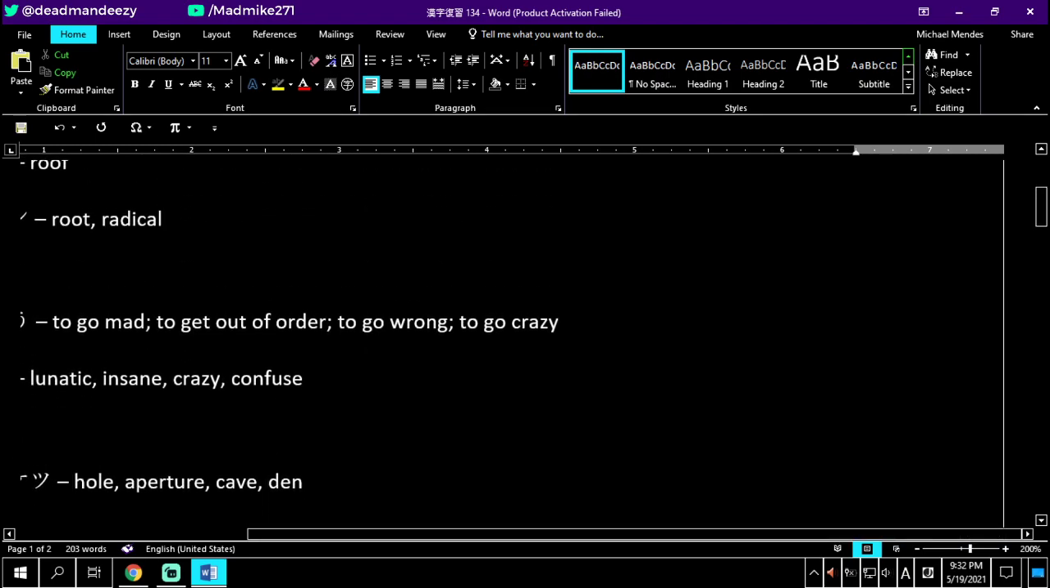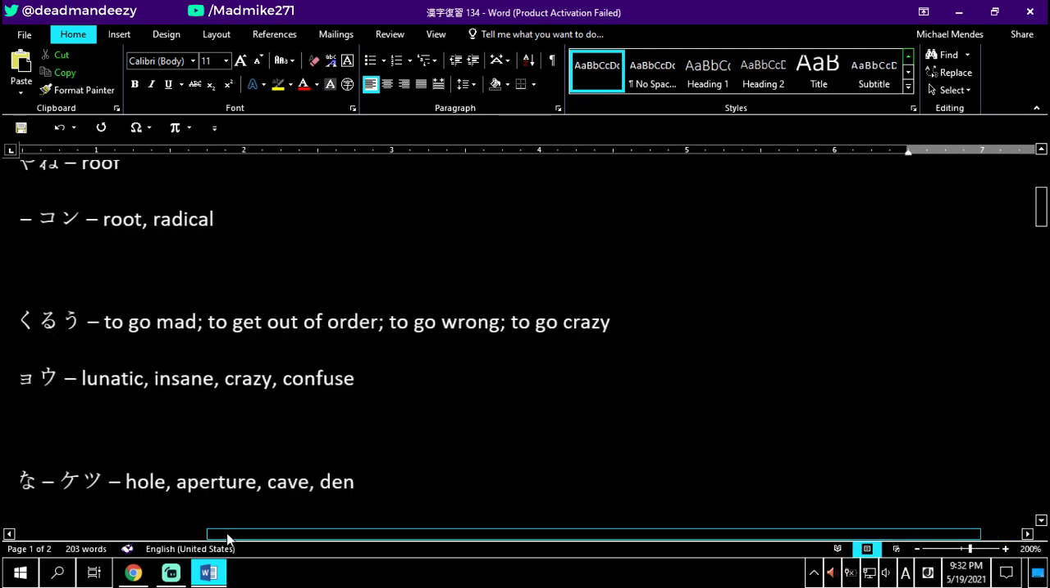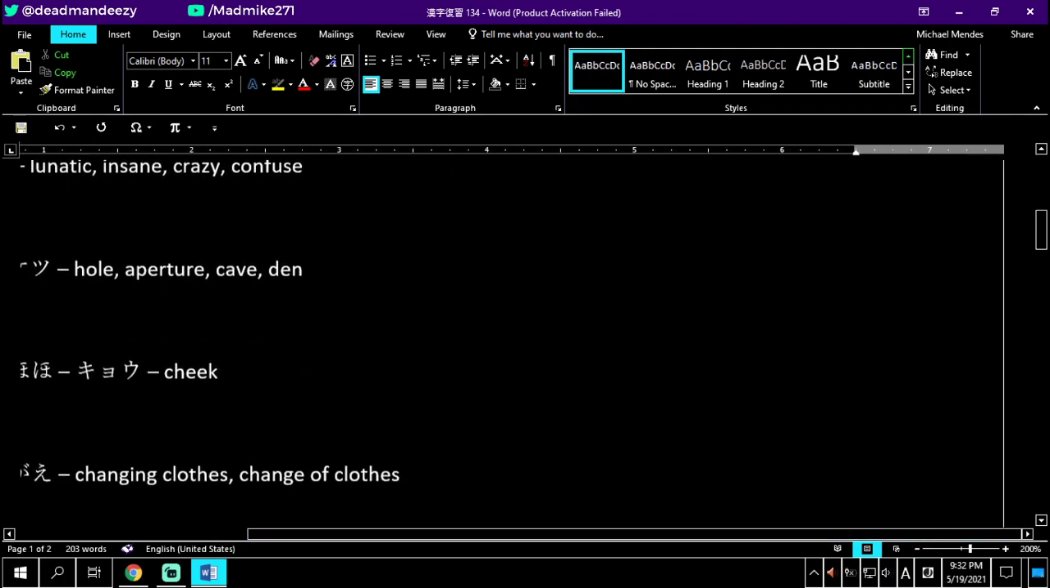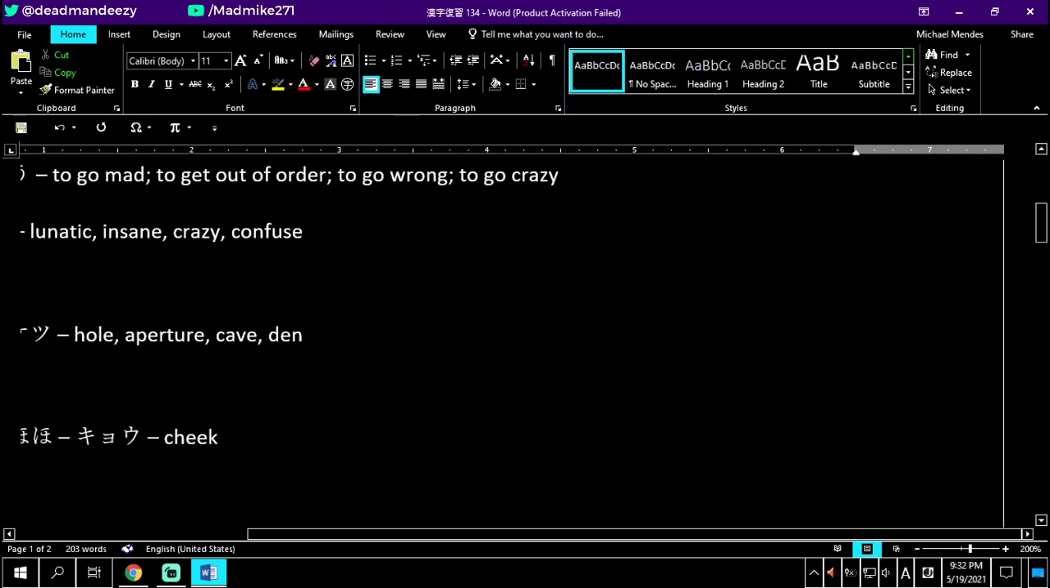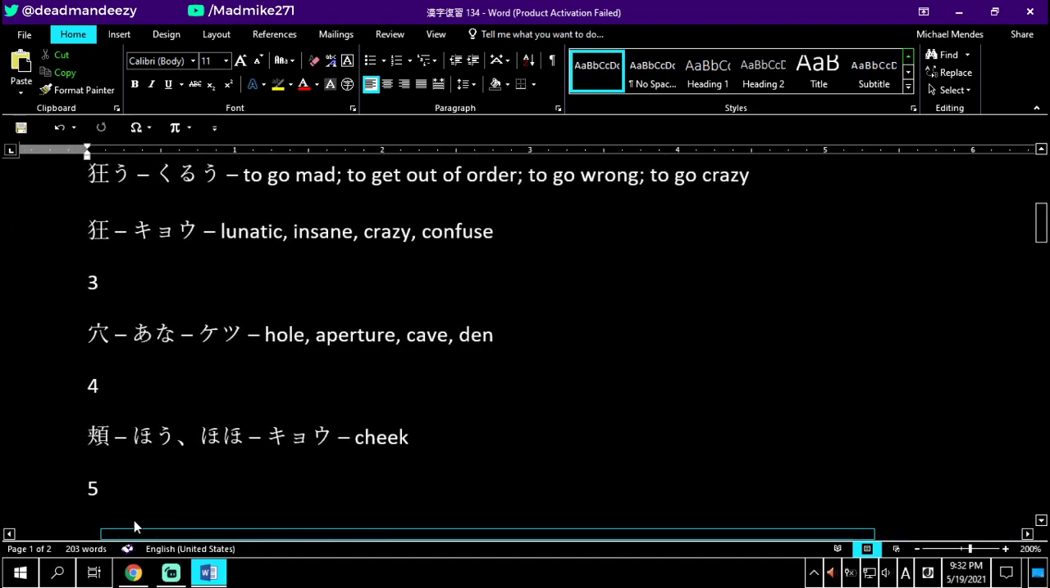Next one is a hole, an aperture, a cave or den, which is ana. Next is a cheek. Kyo, hoho. Which is, let's see, your cheeks stuck in between the pages of a book, right? Stuck in between pages of a book, or hole, or kyo, a cheek.